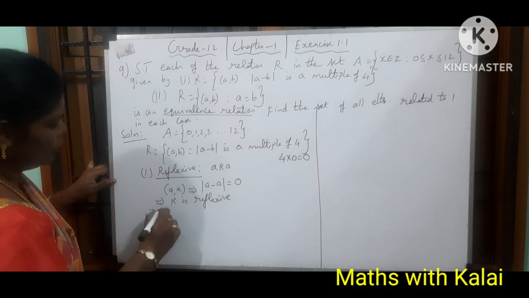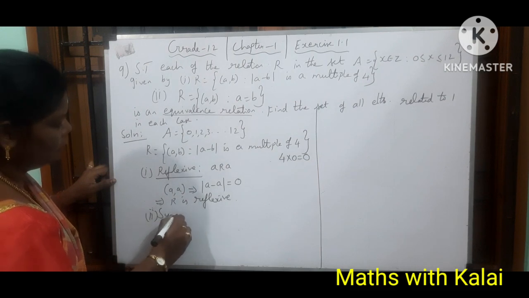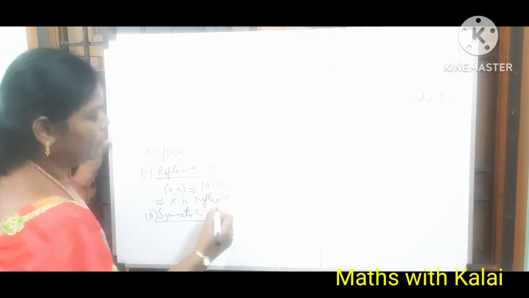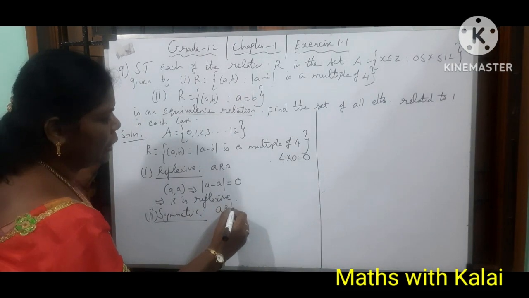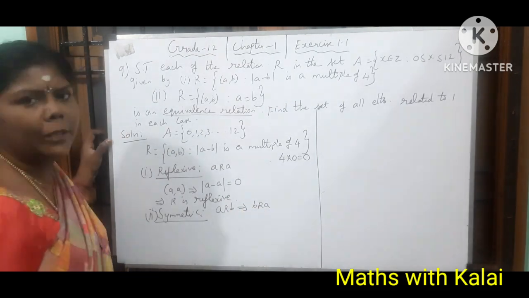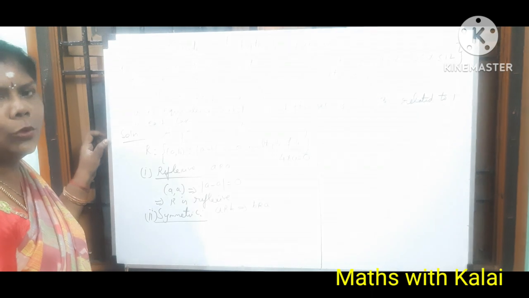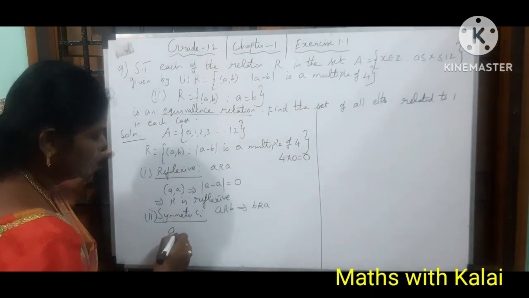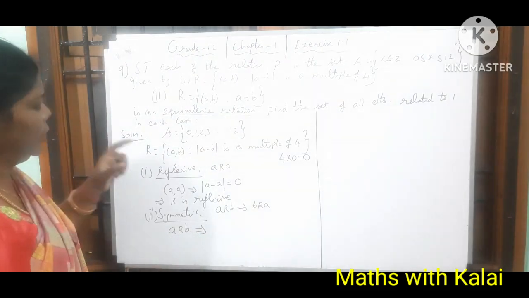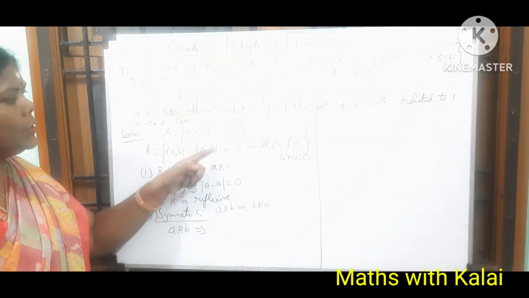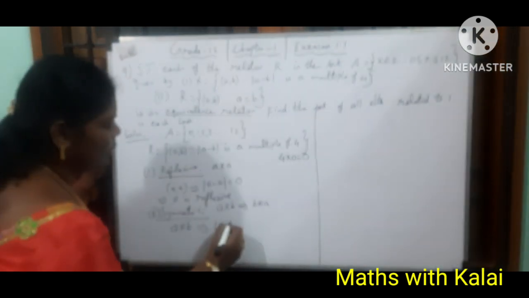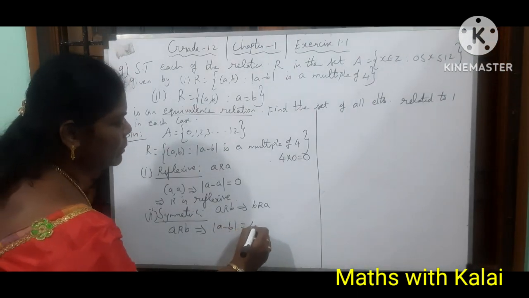Coming to the second subdivision, let us check symmetric. To check this condition, the definition is whenever a is related to b, we need to prove that b is related to a. If we prove this, we can say the symmetric condition is true. So first I am considering a is related to b. For a to be related to b, according to the definition, modulus of a minus b should be a multiple of 4.